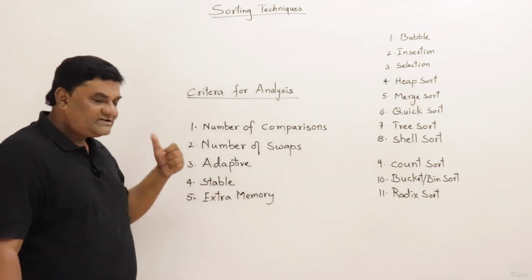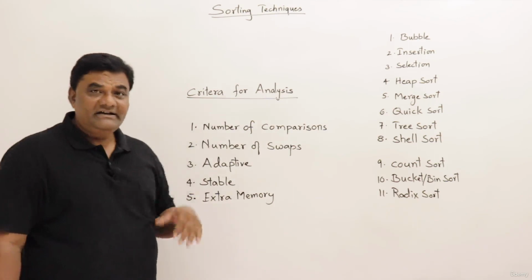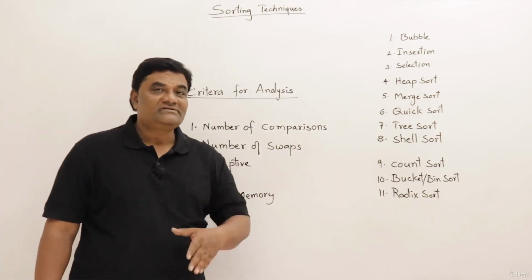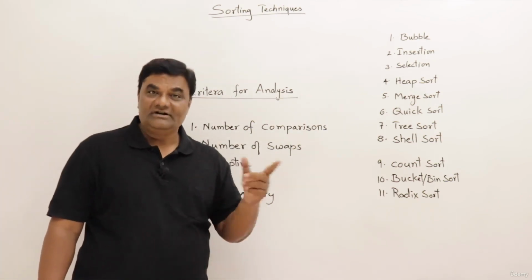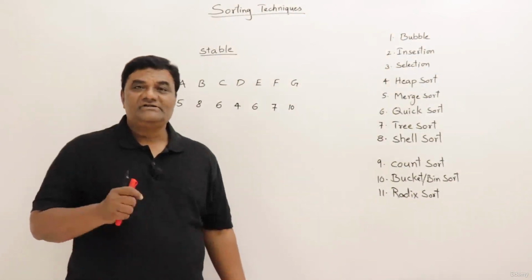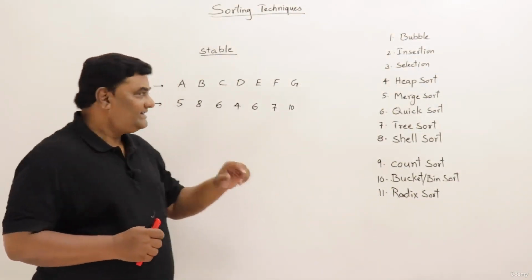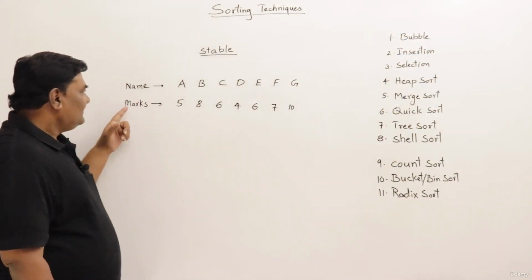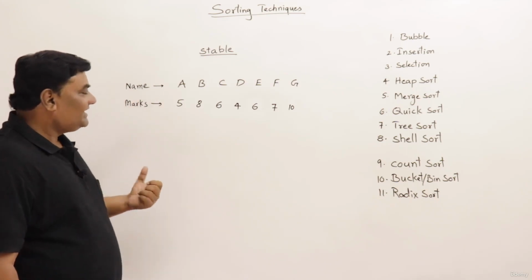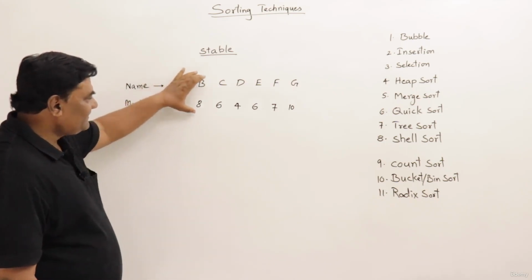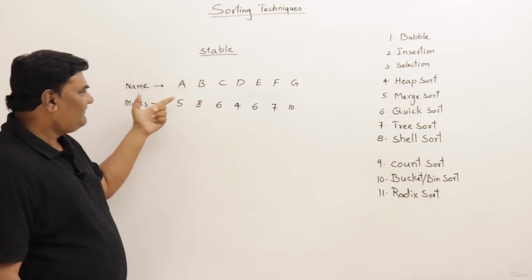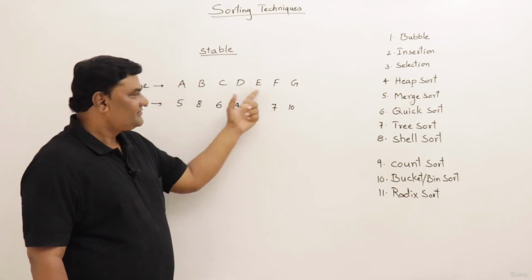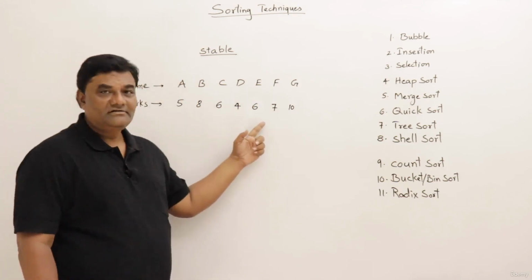Then I have to explain you stable. So I'll remove this and take an example to show you what is the meaning of stable and importance of stable. Now let me explain you what does it mean by stable. For explanation, I have a list of names and marks. Actually, these are records of students. Suppose these are student names. I have taken just alphabets, names of the students and their marks.